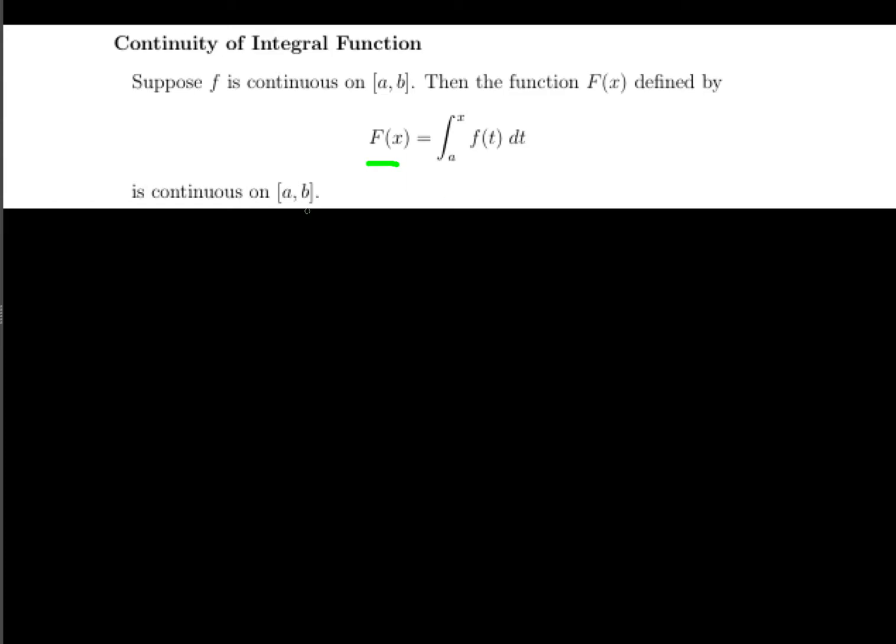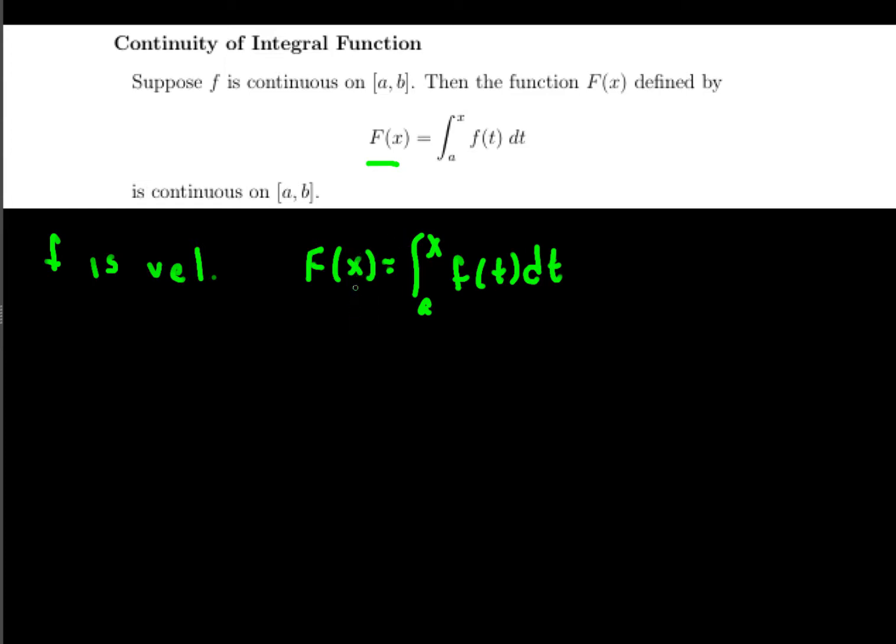For example, if f is, say, velocity of an object, then we saw from the last section that the integral from a to x will give us the total distance that the object traveled. So F of x equaling the integral from a to x of f of t dt would give us how far the object traveled between time points a to x, right? So whatever x is, we could put it in there.